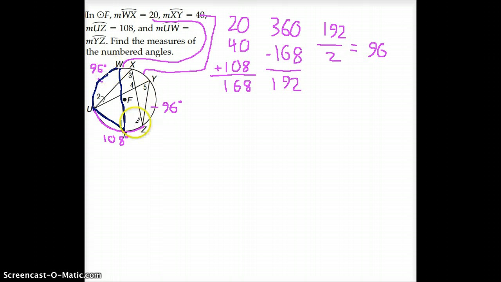Good. Now, like I said, we're talking about the measure of the angles here. And an inscribed angle, like angle 1, its measure is half of the arc that it intercepts. So when I look at angle 1, it goes to arc UW. So the measure of angle 1 should be half of that. So the measure of angle 1 is equal to half of 96 degrees, which is 48 degrees.